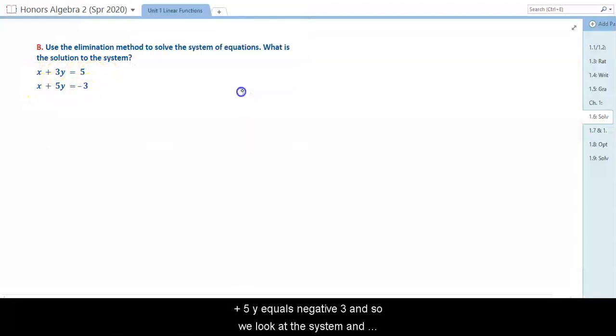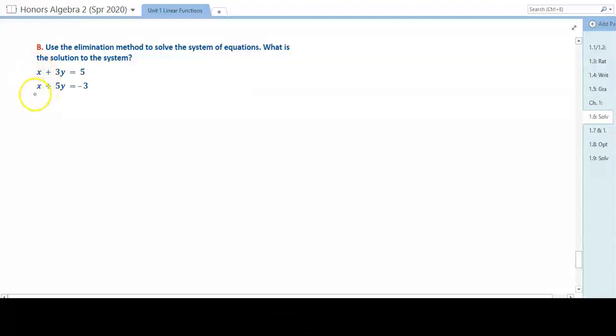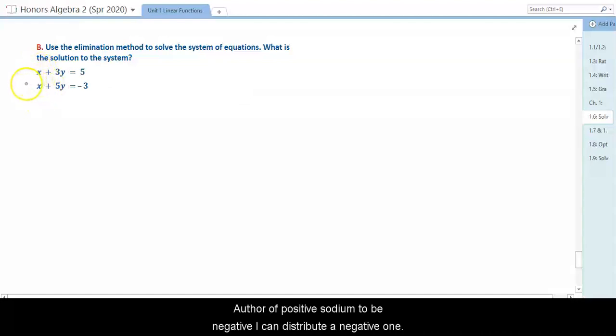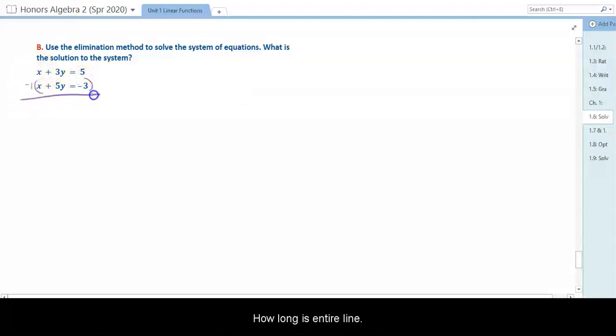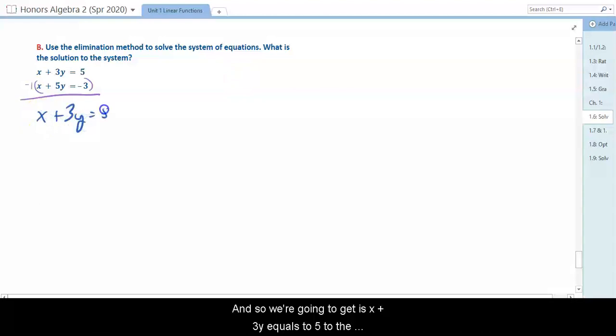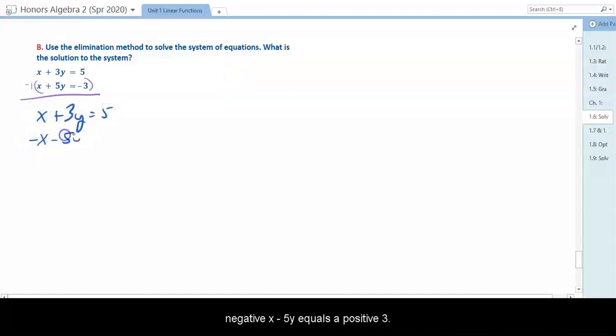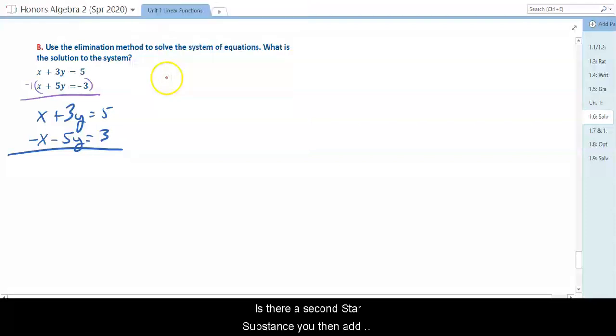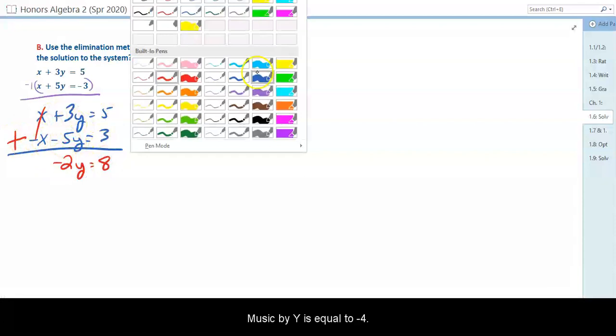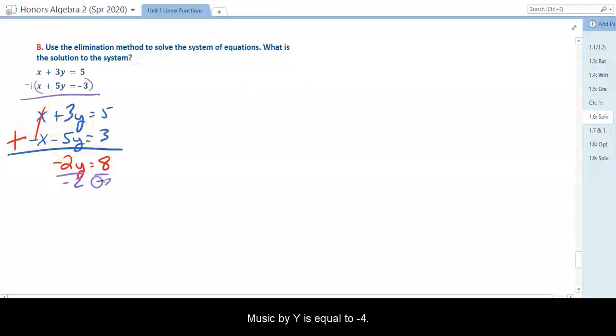And so we look at the system, and these are both x's, but they're both positive. So to get them to be negative, I can distribute a negative 1 along this entire line. And so what we're going to get is x plus 3y equals 5, and then negative x minus 5y equals a positive 3. And so our step said to then add these equations together. Well, x plus negative x cancels. 3 plus negative 5 is a negative 2y, and 5 plus 3 is 8, meaning that my y is equal to negative 4.